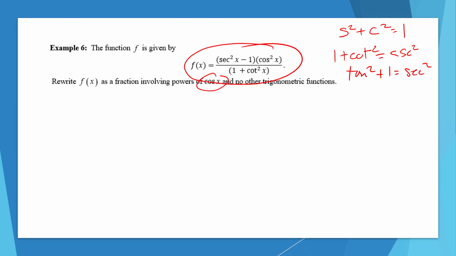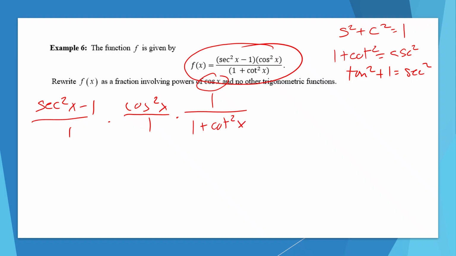So let's take a look at maybe how we can simplify these. Let's write each parentheses as its own fraction. We have secant squared x minus 1 times cosine squared x times 1 over 1 plus cotangent squared x. 1 plus cotangent squared x is cosecant squared x. So I'm just going to rewrite that as well now.